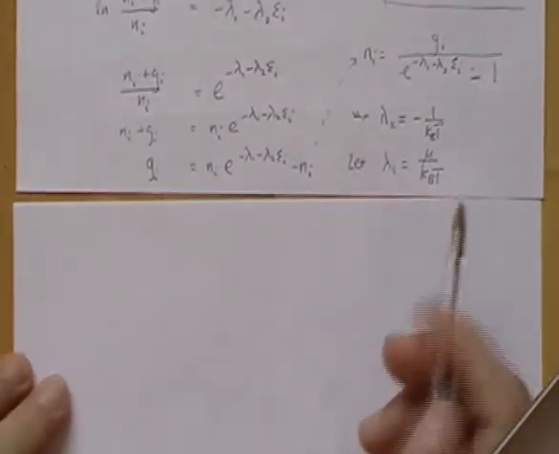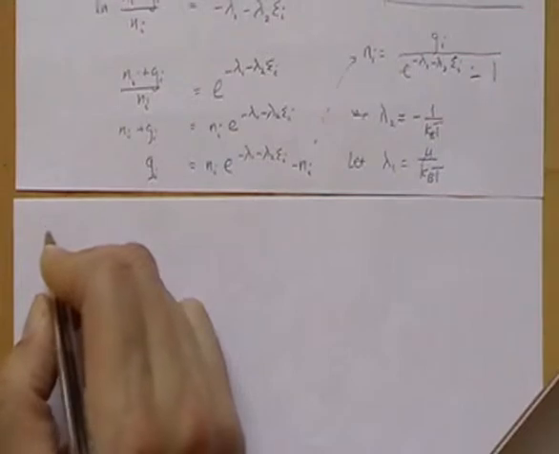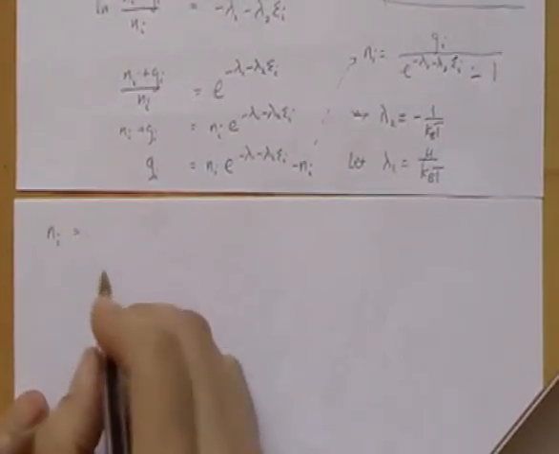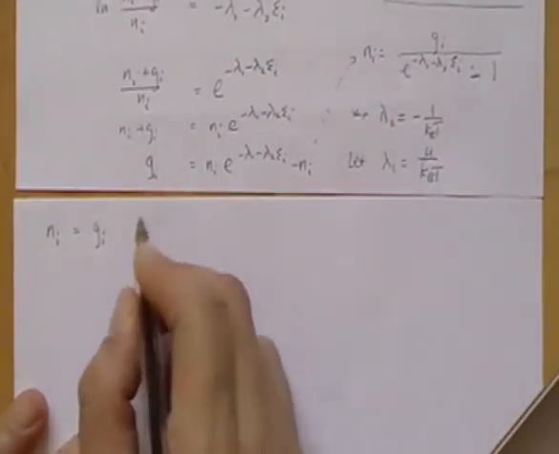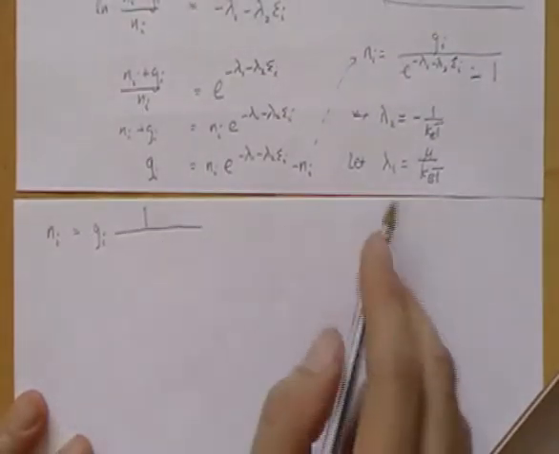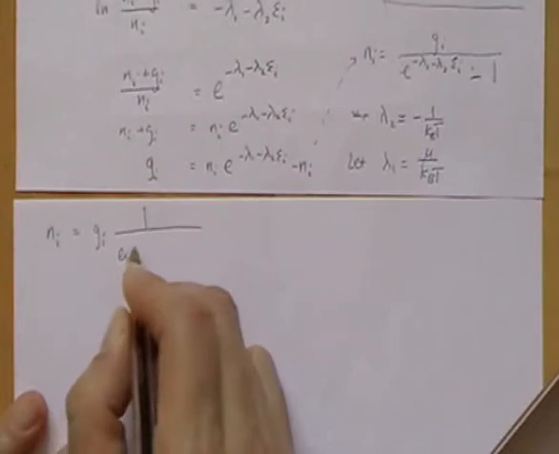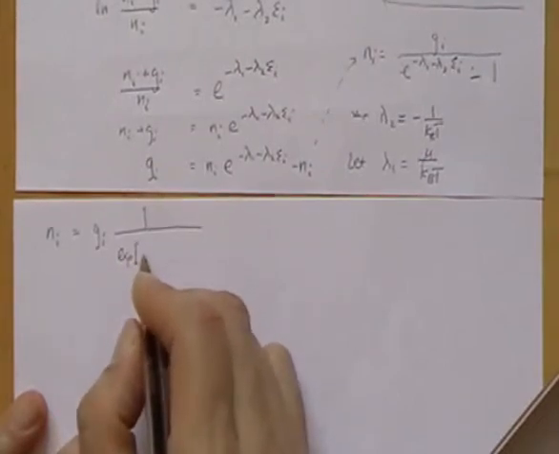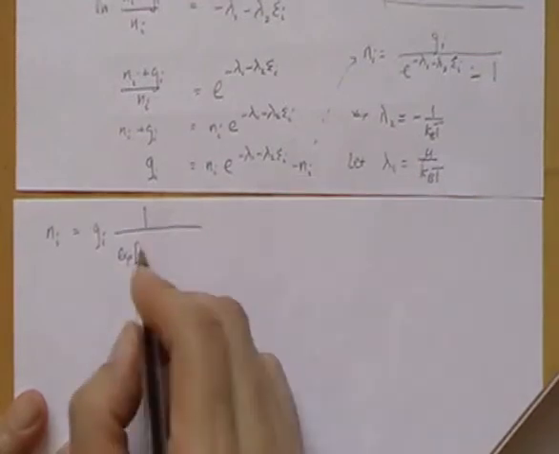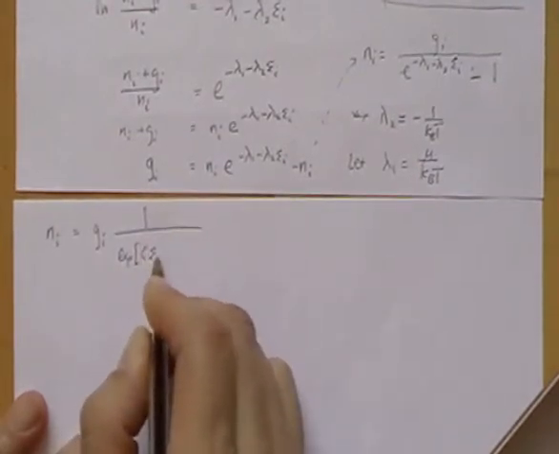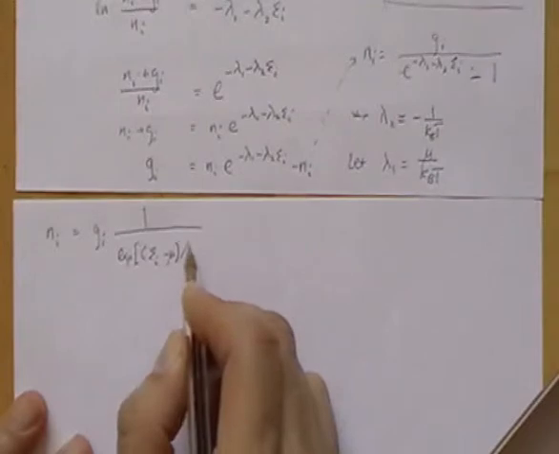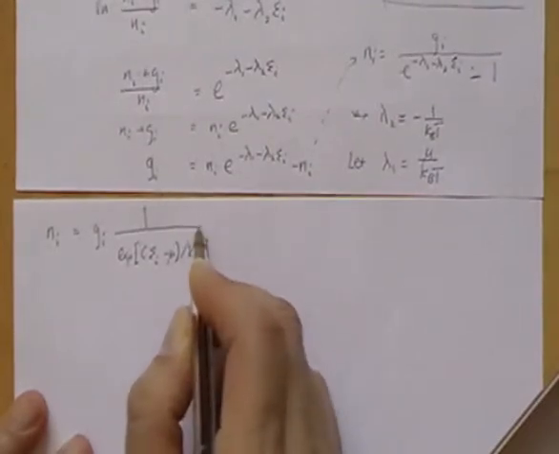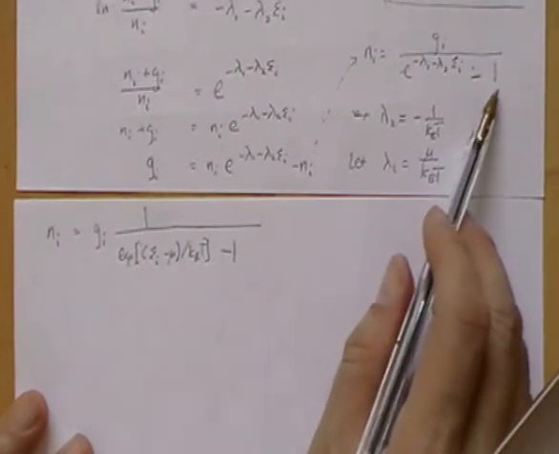Right. So that expression now looks like ni is equal to gi times 1 over this lot, which is the exponential of ei minus mu, have a bracket over it, factor out the 1 over kBT, and minus 1 from there.